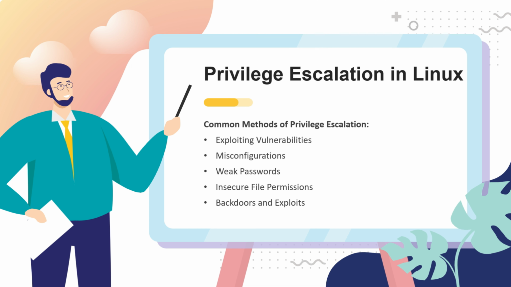Number four is insecure file permissions. That means improperly set permissions may allow regular users to execute files with low-level to high-level privileges. Then last is backdoors and exploits. So backdoors installed by attackers or undiscovered vulnerabilities in software can be used for privilege escalation.